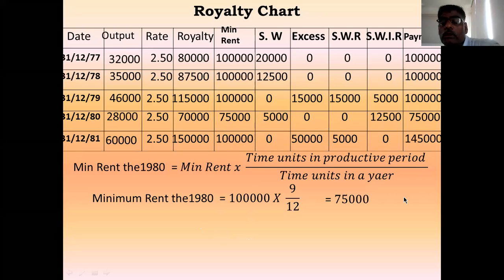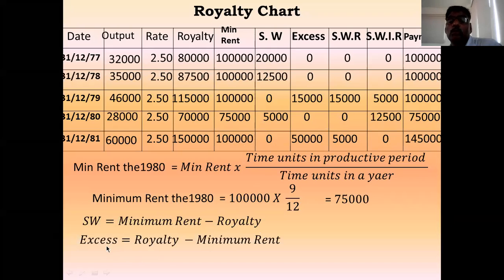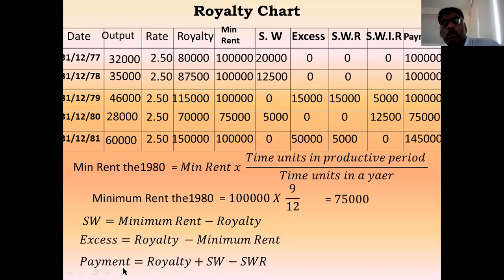And here I'll give you the equations. You see the equation. SW is equal to minimum rent minus royalty. To calculate this column, you apply this equation. Excess is equal to, for excess calculation, royalty column minus minimum rent column. Then payment is equal to, for the payment column, royalty plus SW minus SWR. You fill in this equation, you will get the payment column amount. These are the equations you remember. Okay.